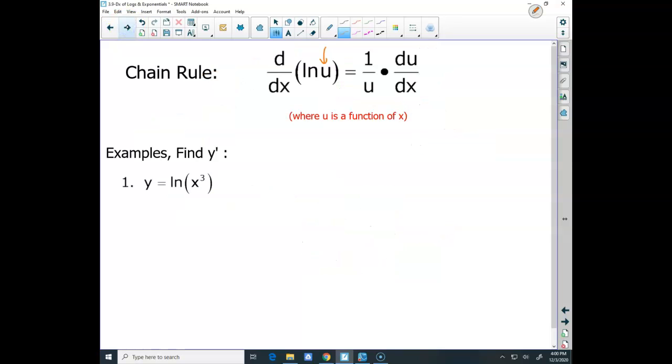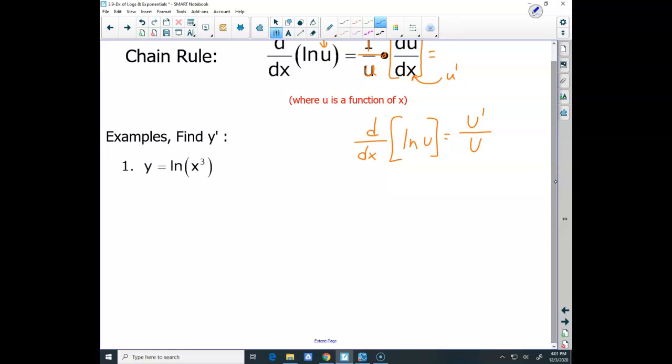Well, I think of it like that because when u is a function of x, I think of this as 1 over whatever my argument is times du dx. Okay, that's the derivative of my argument right there. So the way I like to look at it is d dx of ln u, how I used to teach it, is the derivative of the argument divided by the argument. It's u prime over u is another way to see that. That's exactly what this means because that is u prime. Well, let's hit an example.